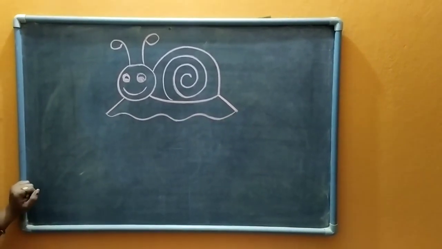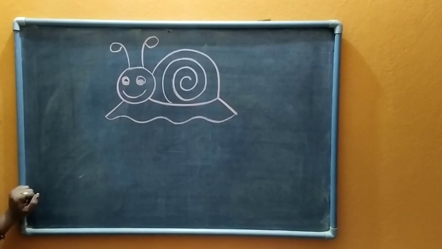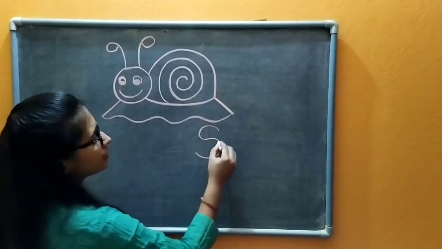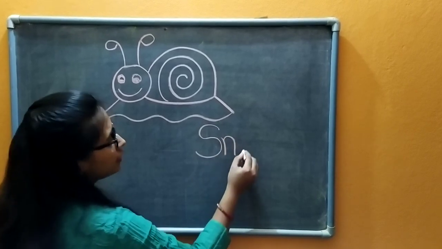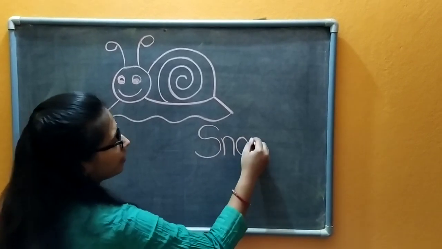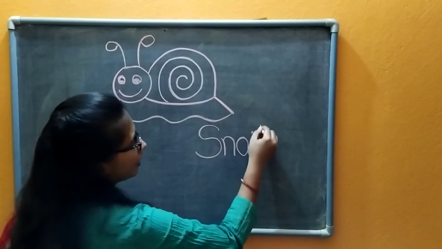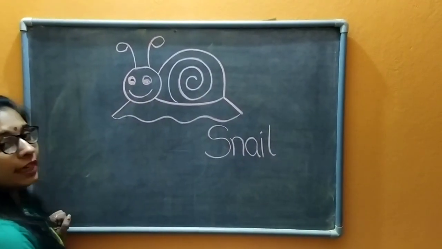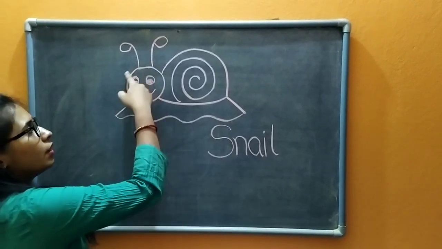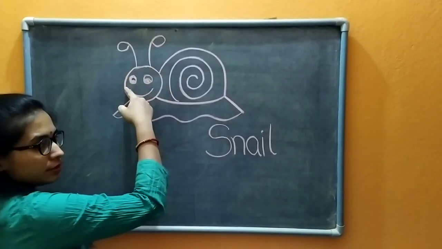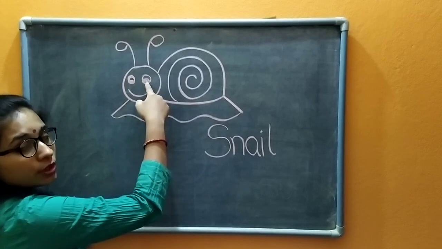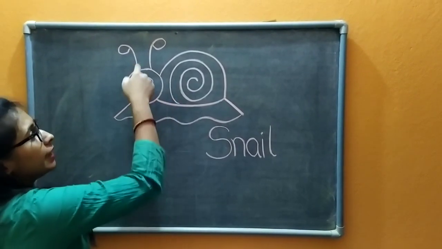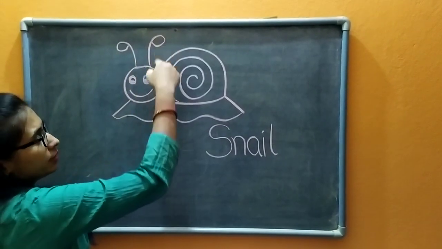See, what is this? It is a snail. Write down over here S N A I L. Snail. For snail, what we have done? First of all, we have drawn a circle, then 2 circular eyes, a big smile, then 2 tentacles.